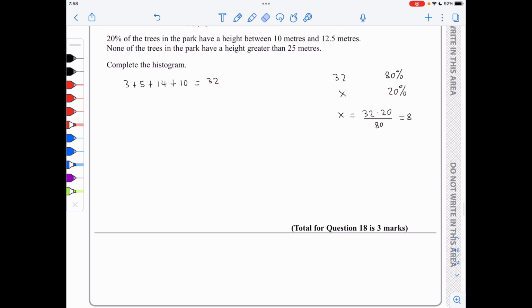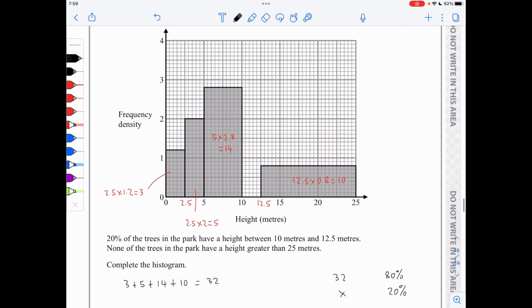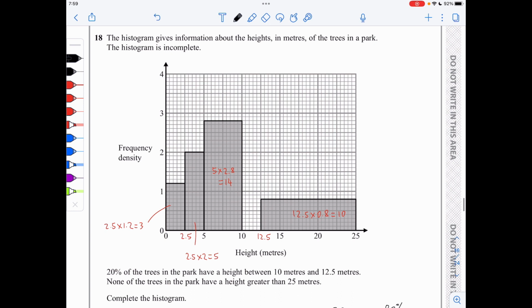So we can simply consider this situation here. It's easy to see that the height can be found by doing 8 over 2.5, the area divided by the width, which turns out to be 3.2. So coming back to the histogram, we can easily add a bar that goes up to a height of 3.2.